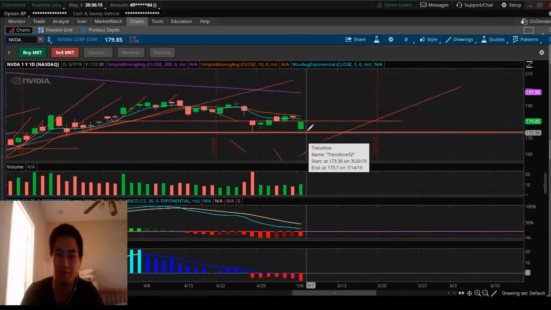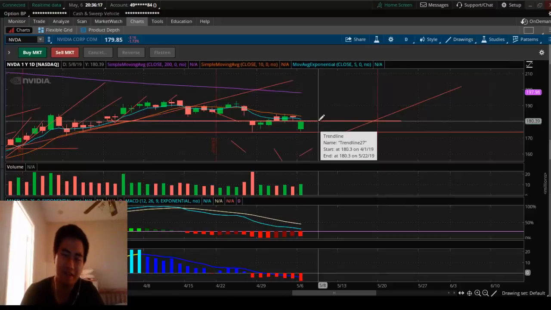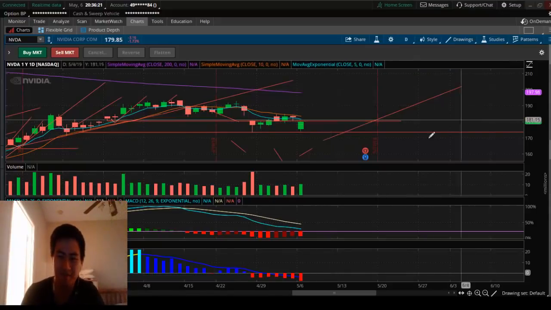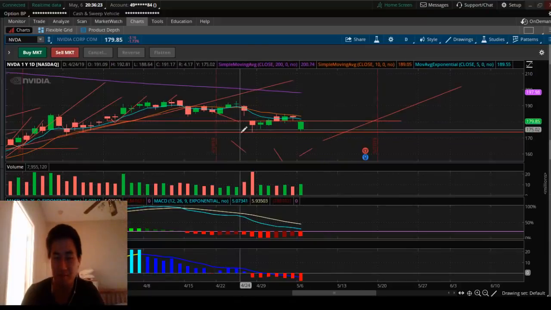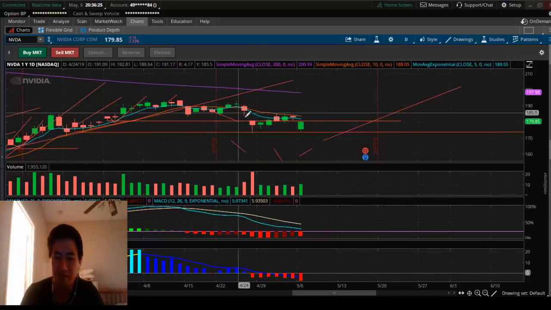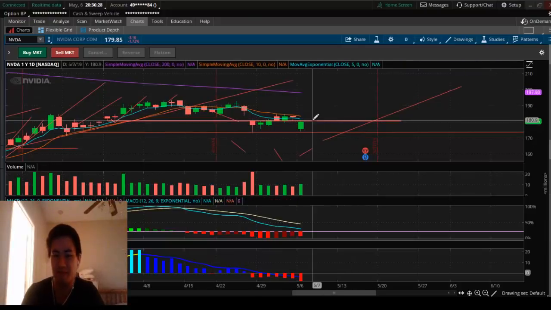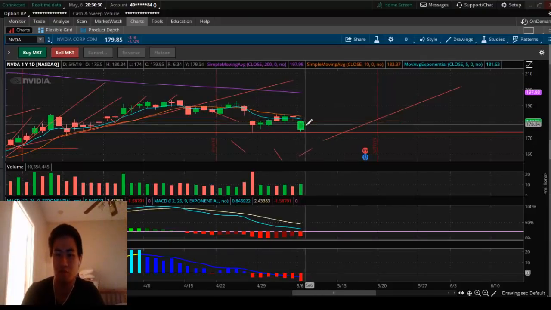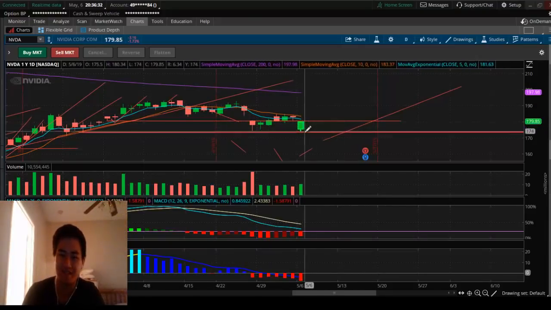We bounce off here, and then we get rejected. 180. Wow, that's so simple, right? Yeah, it is. You just keep it simple. You look at the support, you look at the resistance, and then when some kind of massive movement happens, you can just not assume, you can just know what's the next level it's gonna drop to.